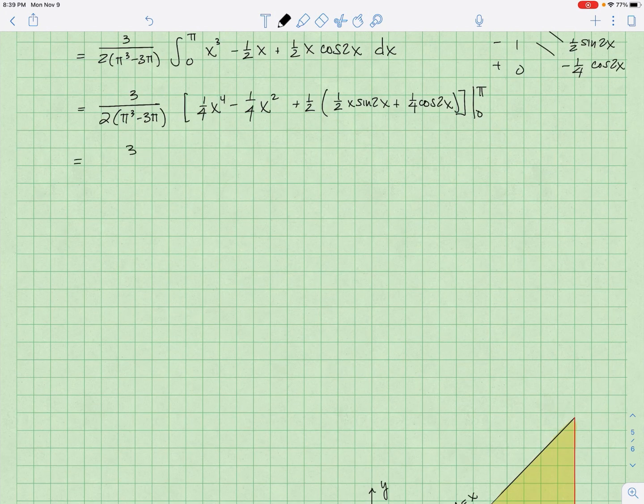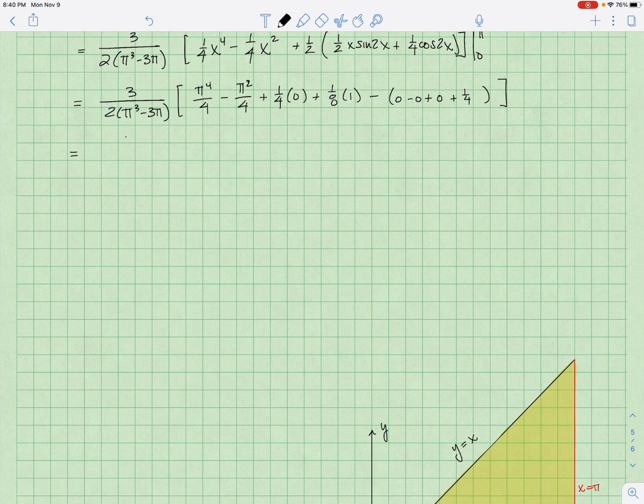Cleaning this up, we have 3 over 2 pi cubed minus 3 pi. Plugging in pi, we again get pi to the 4th over 4. Now we get minus pi squared over 4. At least they have a common denominator. Plus 1/4. The sine of 2 pi is 0. And then plus 1/8, the cosine of 2 pi is 1. And then when we plug in 0, we get 0, 0, 0. 0 minus 0 plus 0 plus 1/4.